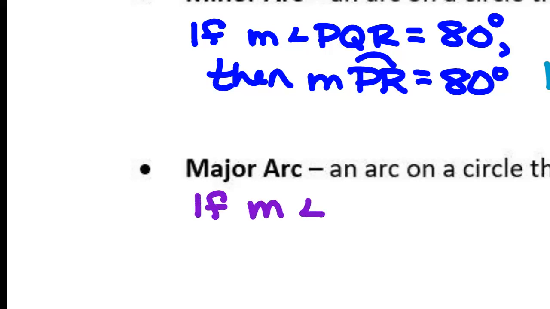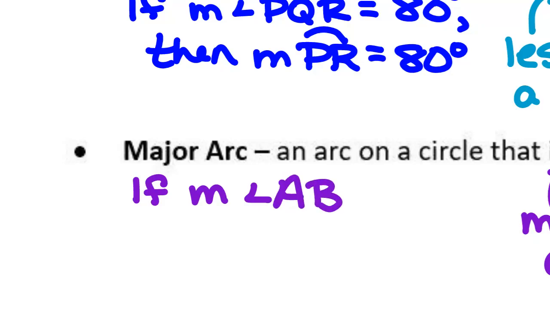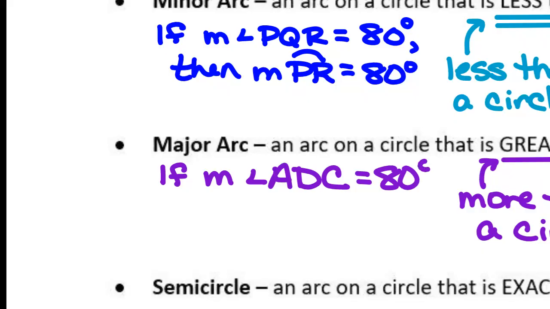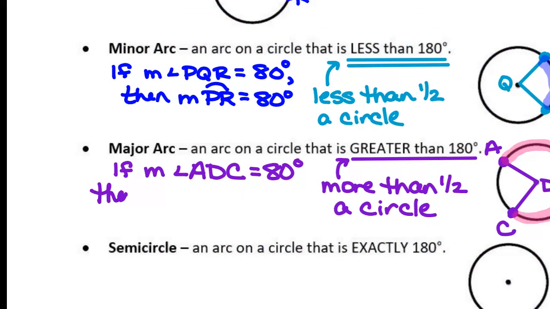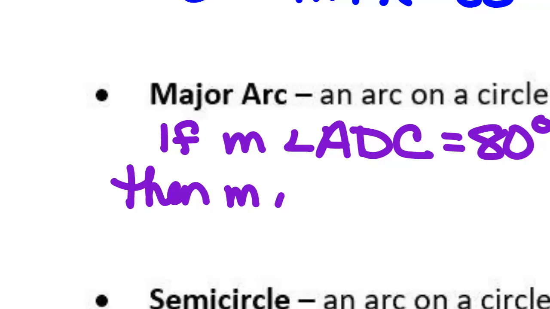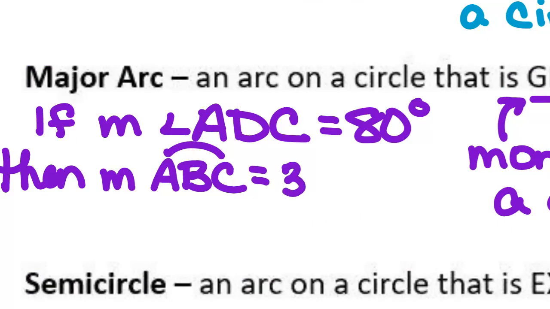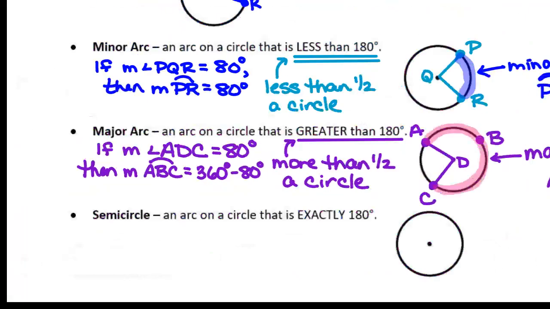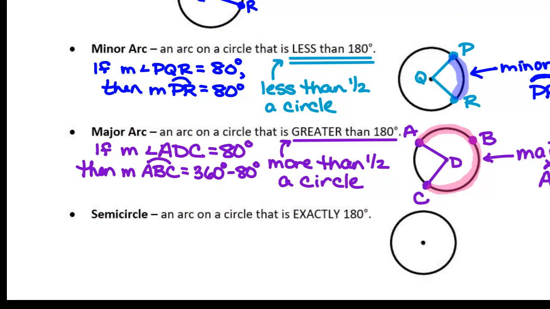If the measurement of angle ADC, not ABC, ADC, is 80 degrees, then the measurement of arc ABC is equal to 360 minus 80. Remember, all the way around the circle is 360 degrees. So the measurement of this arc right here would be all the way around a circle, 360, minus this little bit over here.